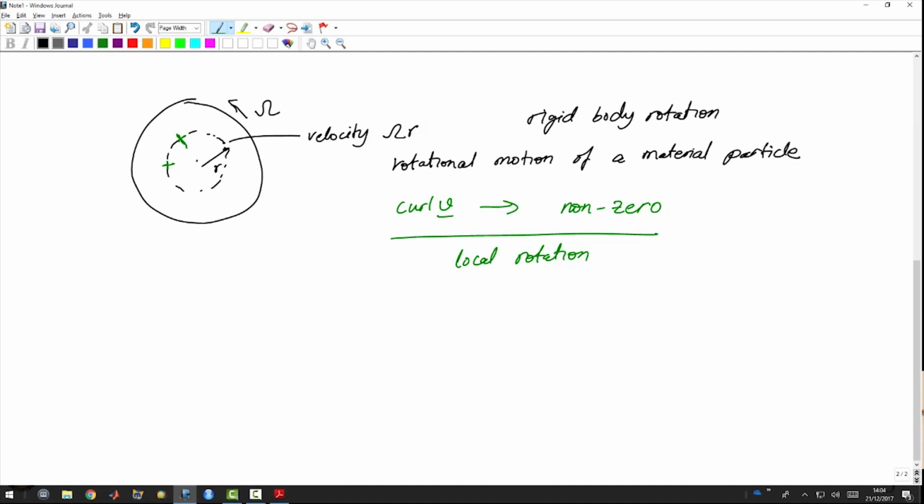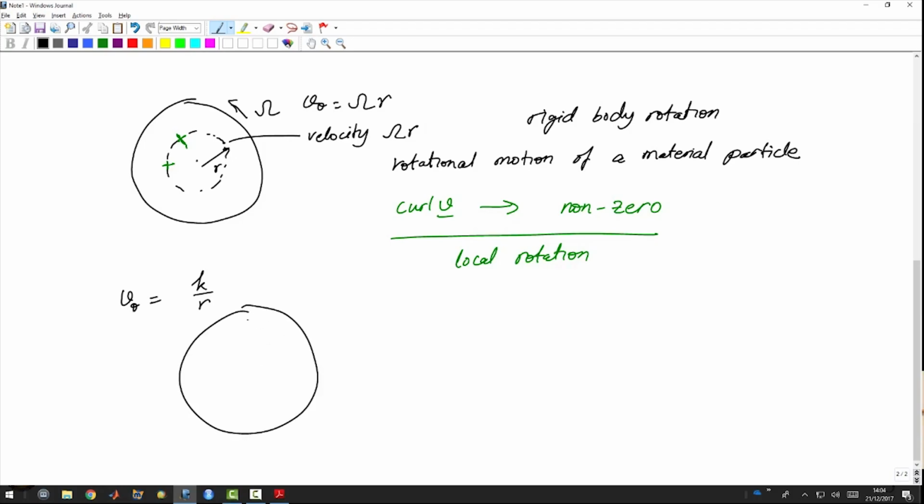So this flow is basically v theta is equal to omega r, because there is only theta direction velocity. We can also look at another type of flow which is v theta is equal to another, let's say, constant by r. So in this case what we can see is velocity is very small when you go to higher r, and velocity is very high when you go to near the origin.